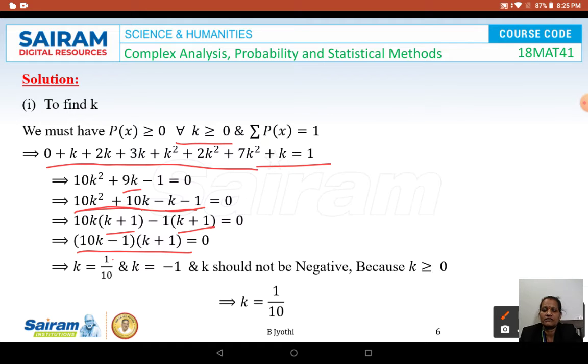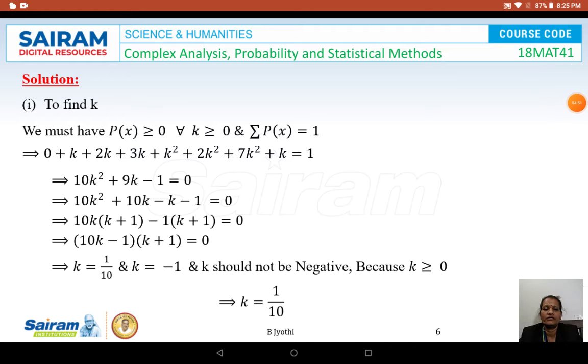When the product of two terms is equal to 0, each term is equated to 0. When we equate the first term, we get k equal to plus 1 by 10. When we equate the second term, we get k equal to minus 1. And k should not be negative because k is always greater than or equal to 0. Hence, we cannot consider k equal to minus 1 as the value. So k is equal to 1 by 10.